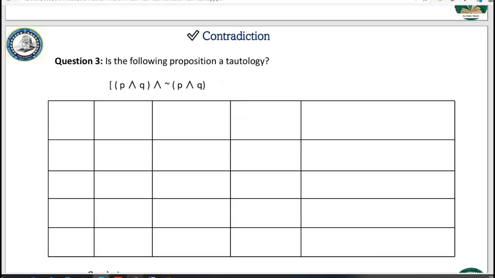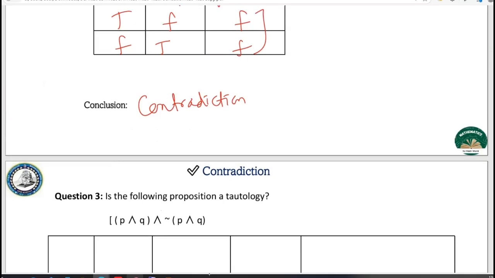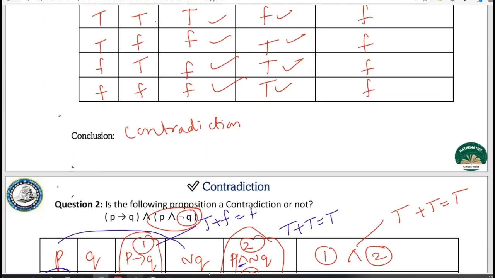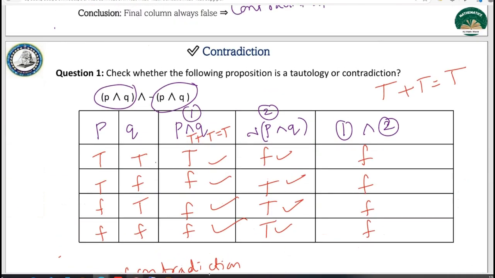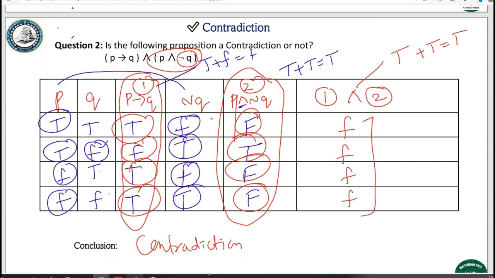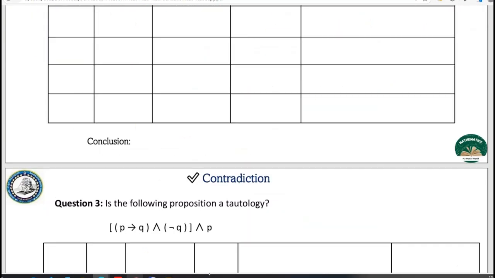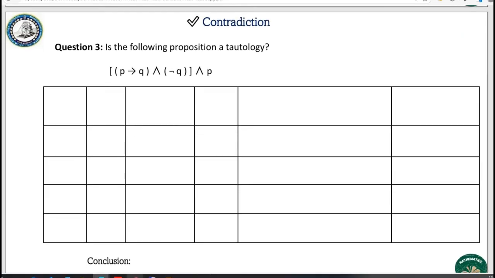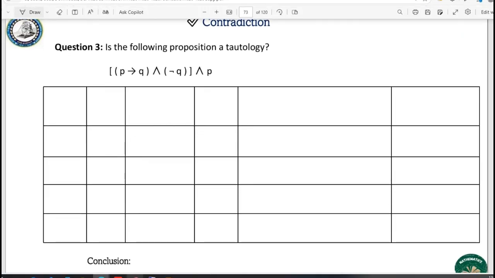Then moving on with the next question. Is the following proposition a tautology? We'll just check whether it is a tautology or a contradiction. I think we have done this one, and the previous one is already done. Yes, we have done this. So I'll skip this because we have already done the same problem. Let me take the next one. Is the following proposition a tautology? We'll just check. Is it a tautology?